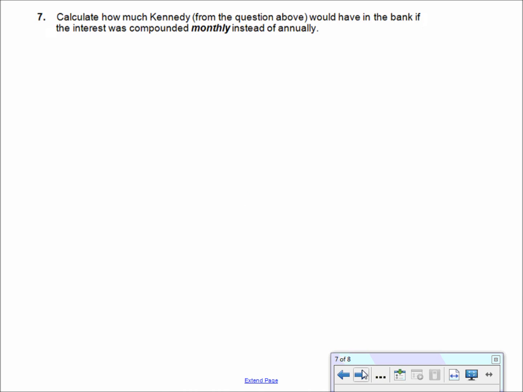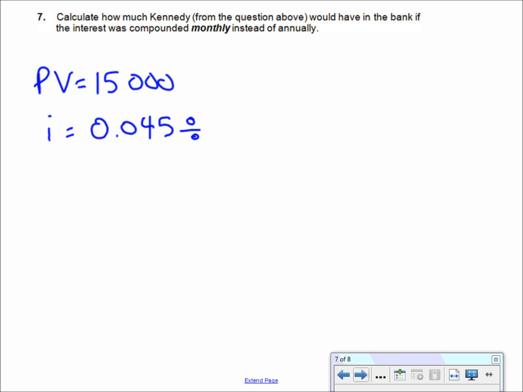Okay, calculate how much would be in the bank if the interest was compounded monthly instead of annually. So what changes here, based on that other question? Our present value is still 15,000. Does everyone agree with that? But our interest is now 0.045 divided by 12, because there are 12 months in a year.